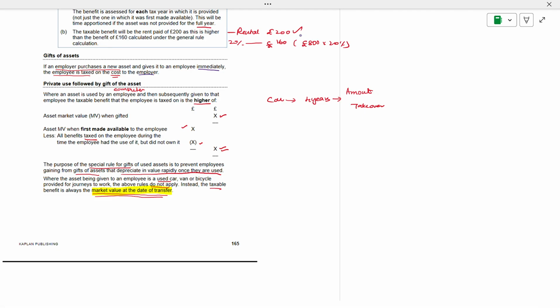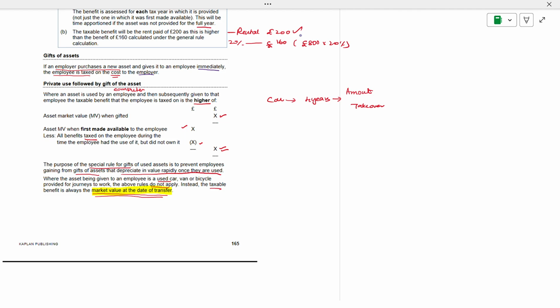Okay, definitely the employee is taxed. Okay, definitely it will not be on the employee for the use as such. If it is private, sir, yes, tell me. Isn't it written that the employee is taxed? That is what is making me confused.